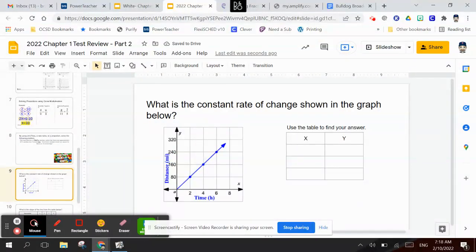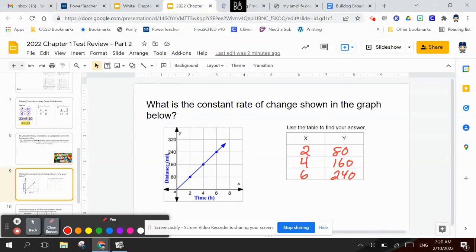So what is the constant rate of change shown in the graph? So what is it doing? So here's my x value. My x goes left to right. My y value goes north and south, right, up and down. So if x is 2, y is 80. If x is 4, y is 160. And if x is 6, y is 240.